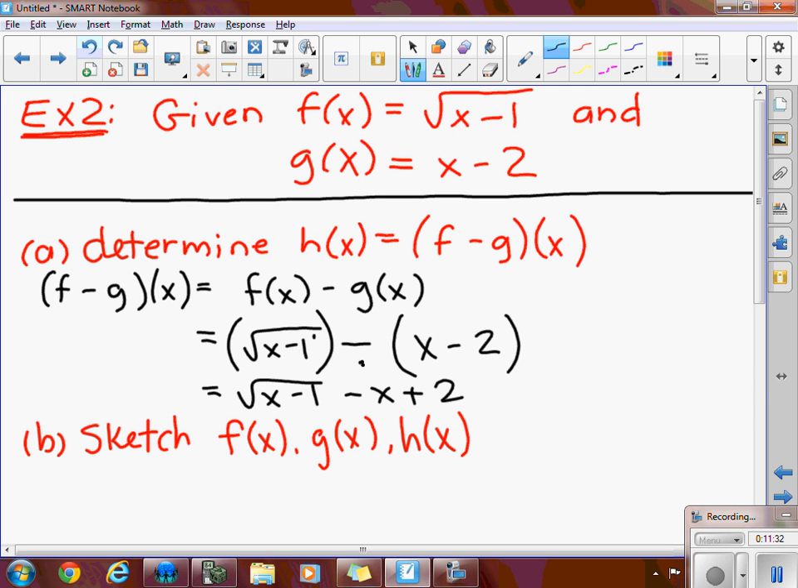So this is h of x. We just subtract two functions. There's nothing else I can do. Now we have to sketch these three things.